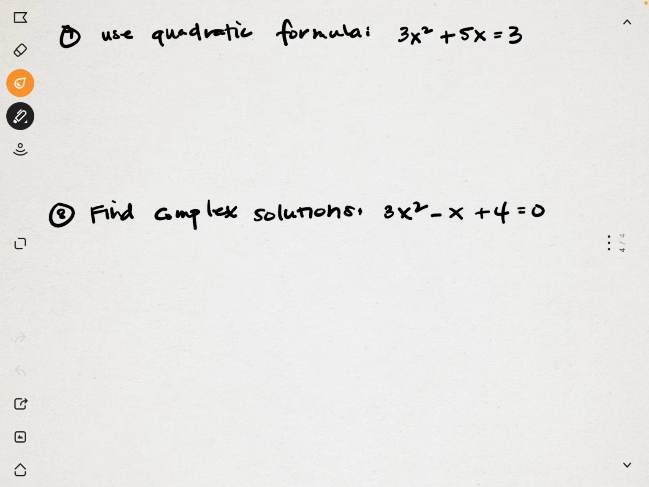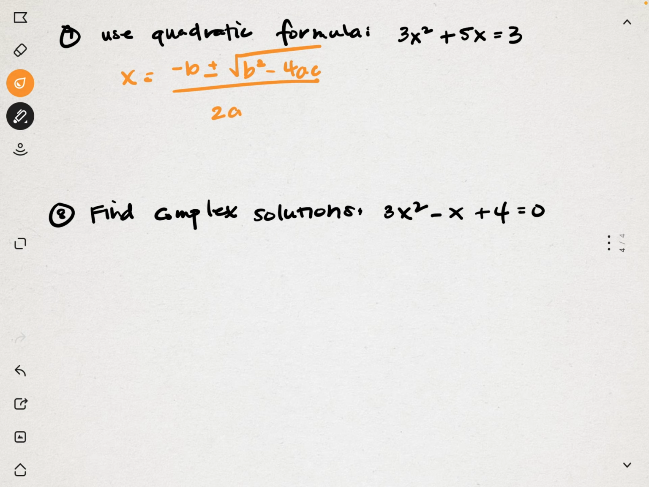Okay, on to the next one. Number 7, it says use quadratic formula. So let's write the quadratic formula. X equals negative b plus or minus square root b squared minus 4ac all over 2a.